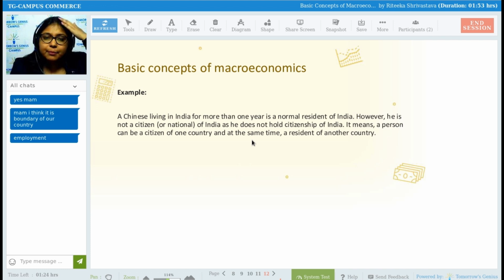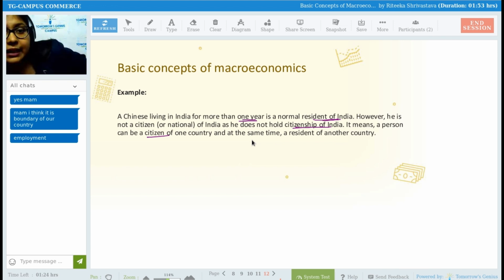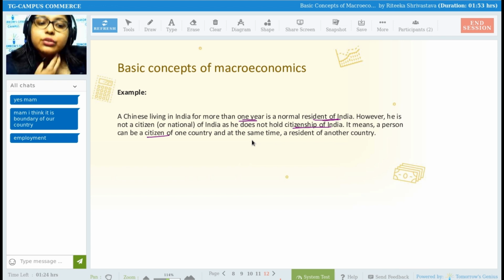Now they have given you one example. A Chinese living in India for more than 1 year is a normal resident of India. However, he is a non-citizen or non-national of India as he does not hold citizenship of India. It means a person can be a citizen of one country and at the same time a resident of another country. So he is a citizen of China, but his residentship is of our country, that is India.